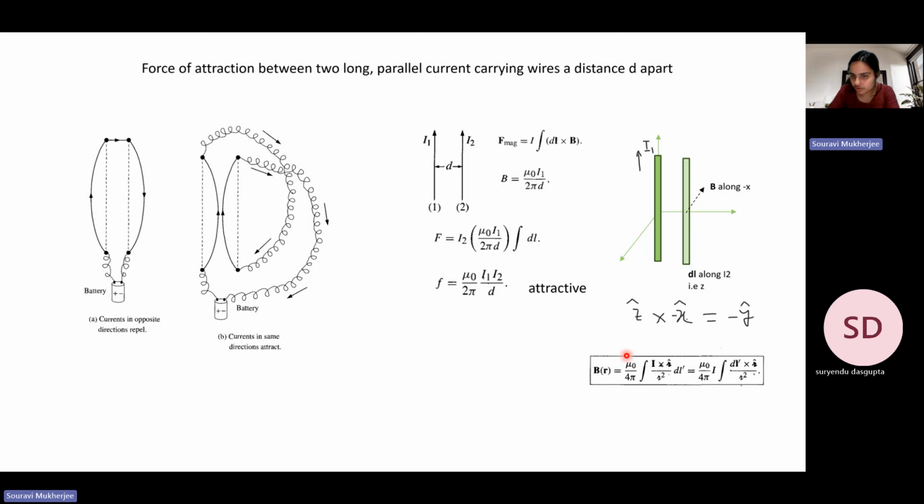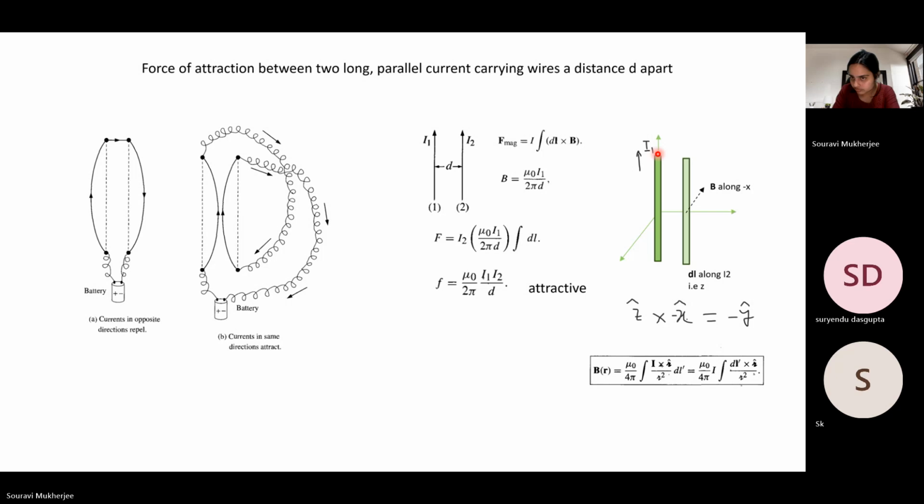Now if you use your initial formula of Biot-Savart's law, this tells us the direction of the field is given as dl prime cross r. So dl prime is the direction of your current element, and r is the position vector direction, right? For this case, you would have z cross y, so that's why you get the field along minus x.